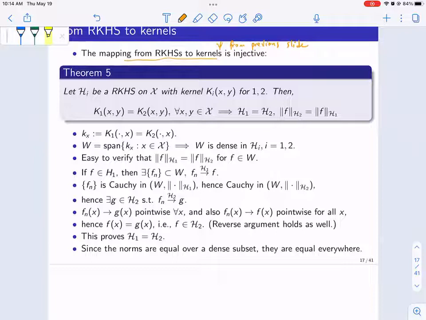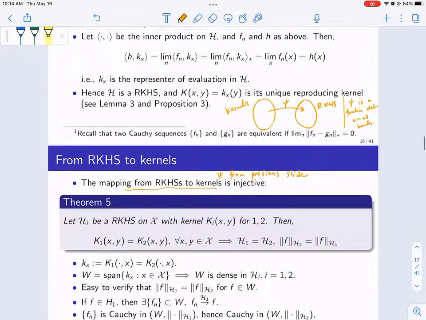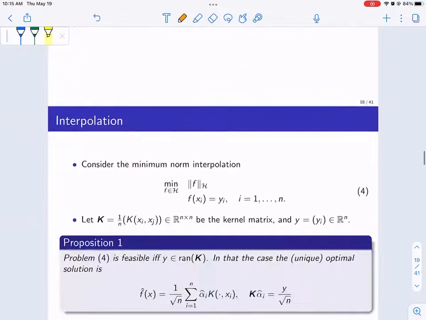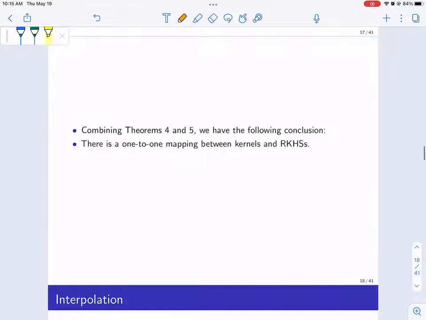Question? So basically what we showed is that this map is injective. We showed that it is well-defined over all kernels. We showed that for every RKHS there is a kernel that's the reproducing kernel. So this map is a one-to-one correspondence. So there is a one-to-one correspondence between kernels and RKHS. Okay, this is a fairly interesting result.